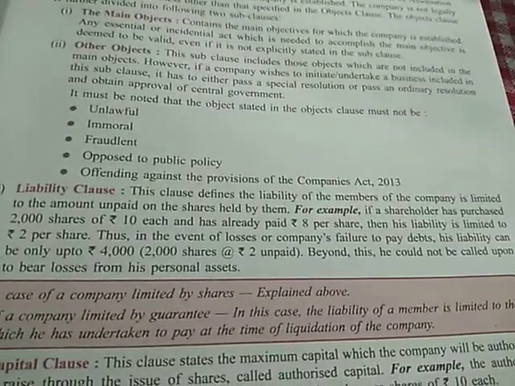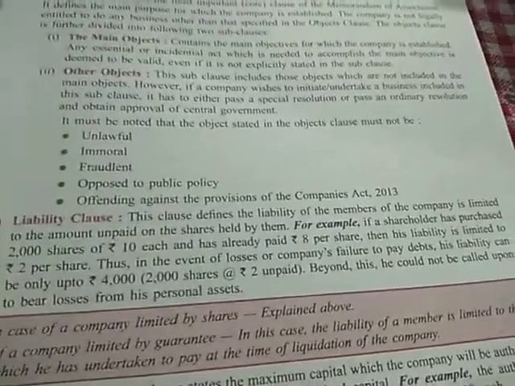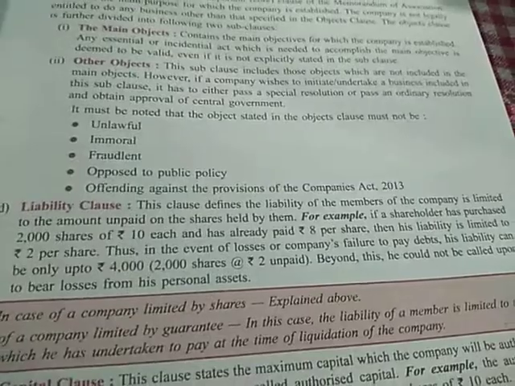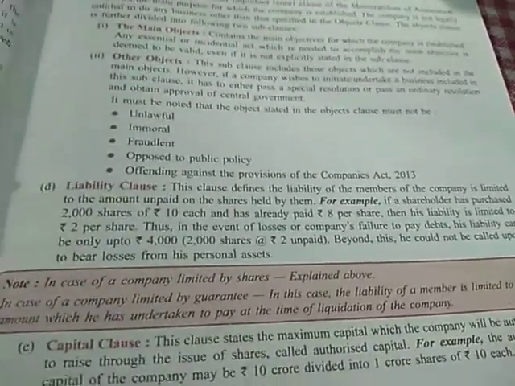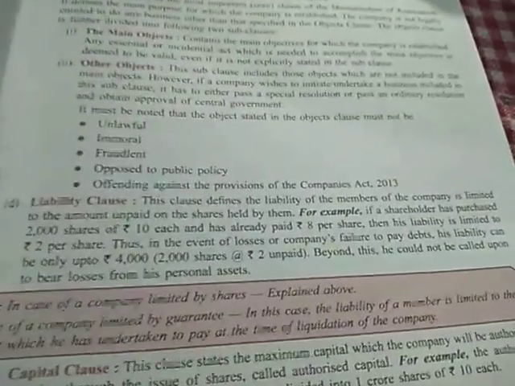Next is liability clause. This clause defines that the liability of the members of a company is limited to the amount unpaid on the shares held by them. If the share is valued at rupees 10 and each member has paid only rupees 6 till now, then the remaining rupees 4 is receivable from the members of the company.